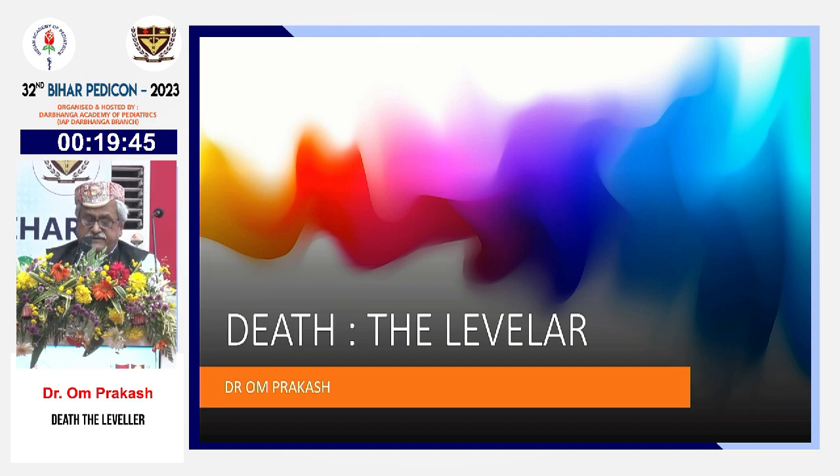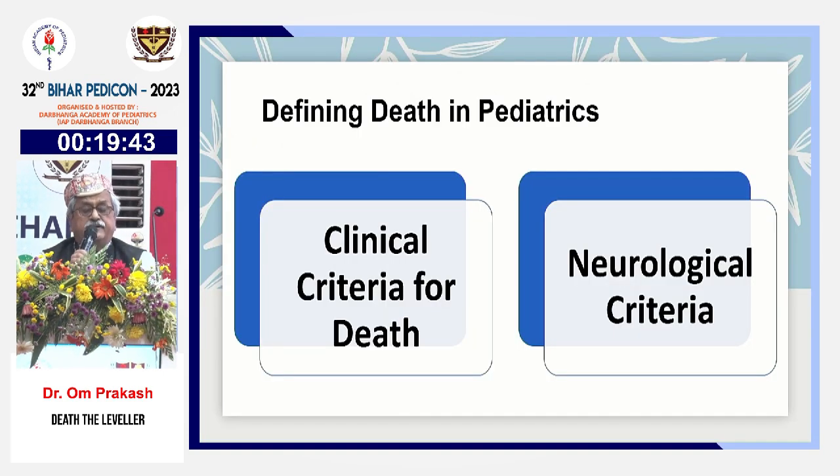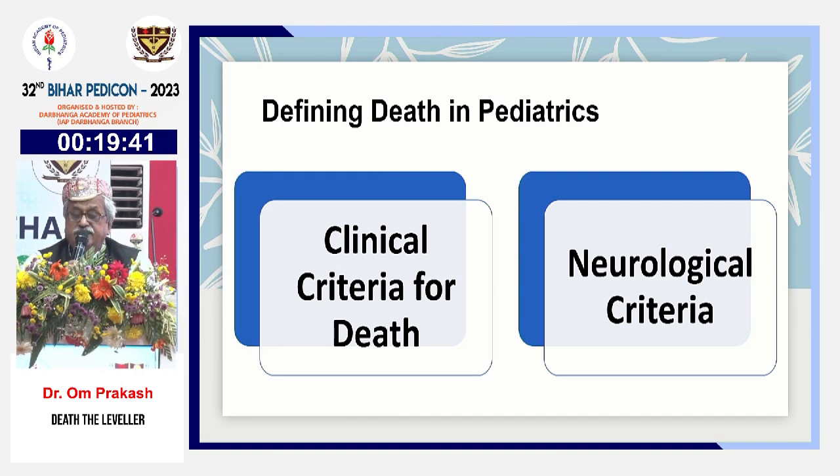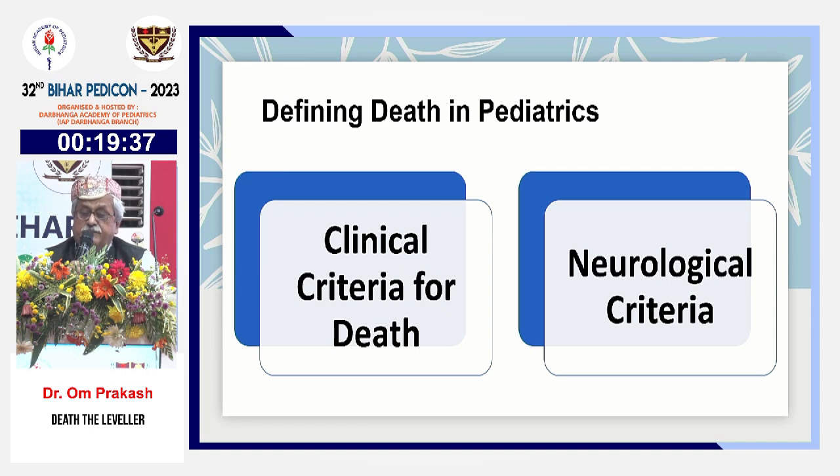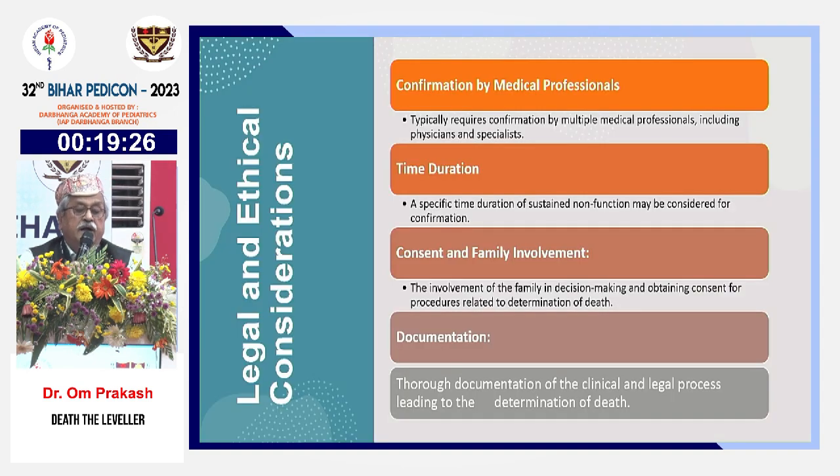So what is death? There are two things. The clinical criteria for death is irreversible cessation of heart function and cessation of respiratory function, and then neurological criteria. This is made for organ donation. Here, there is no detection of brain activity. So, there are legal and ethical considerations. I am not going to detail them today.